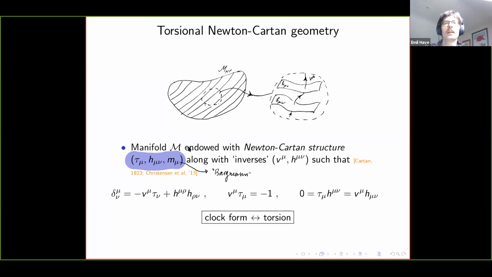So that is what replaces the good old g_{μν}. The usual completeness relation for a pseudo-Riemannian metric is replaced by this set of relations here. Now, an important point to note is that the torsion is intimately related to the properties of the clock form.